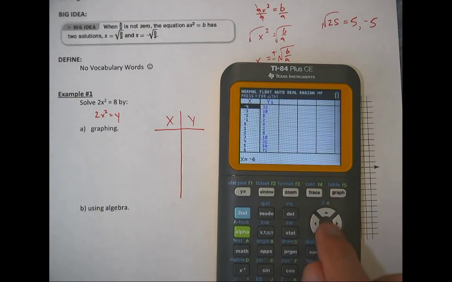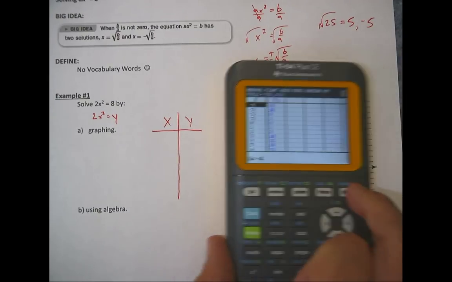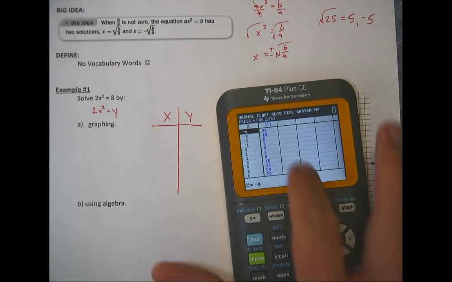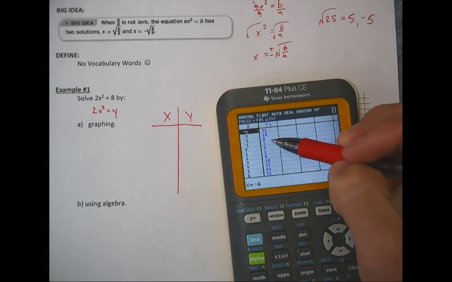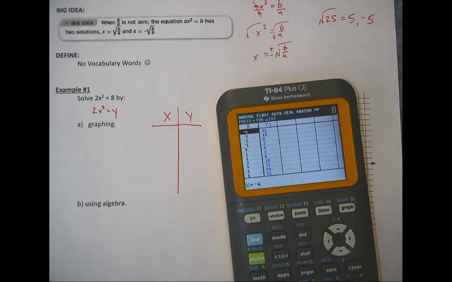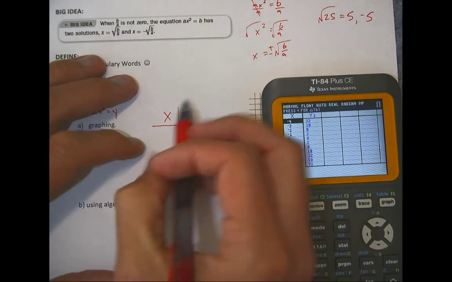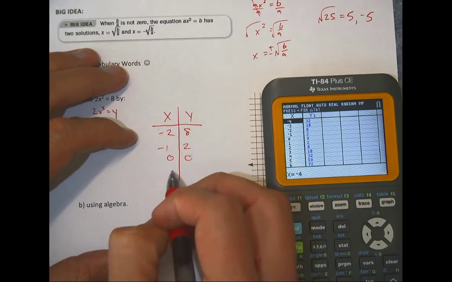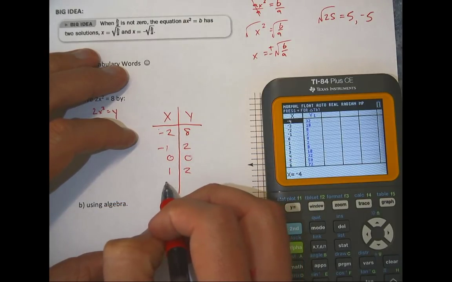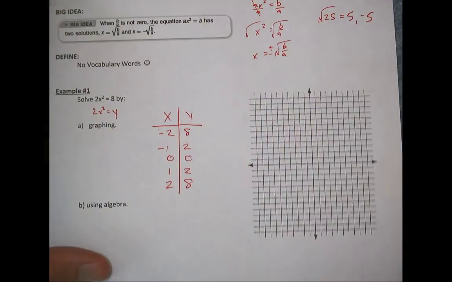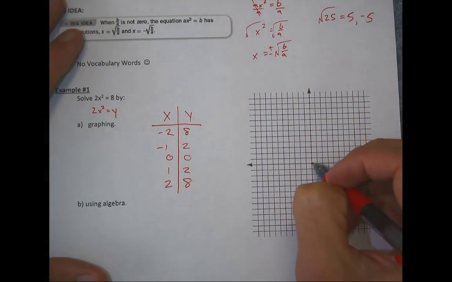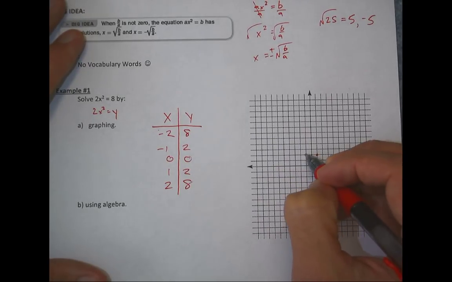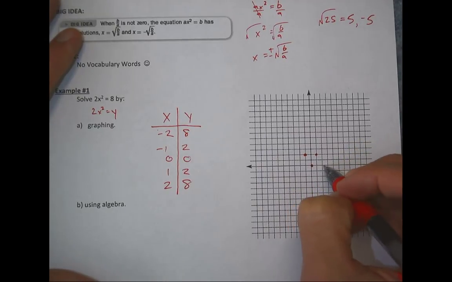So if I go to my table, if you look, going all the way to 32 and 18, those aren't really going to help. Here's my 8. Here's my other 8, but I want to see what this looks like on the graph. So I'm just going to go to those points. So negative 2, 8, negative 1, 2, 0, 0, positive 1, 2, positive 2, 8. Let's see what this looks like on the graph. So here's 0, 0, 1 and 2, negative 1 and 2, and then 2 and 8.